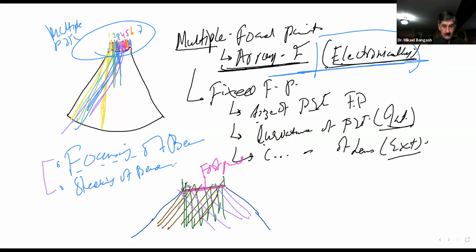Here we have multiple PZTs lined along the footprint from left to right. Okay, guys.